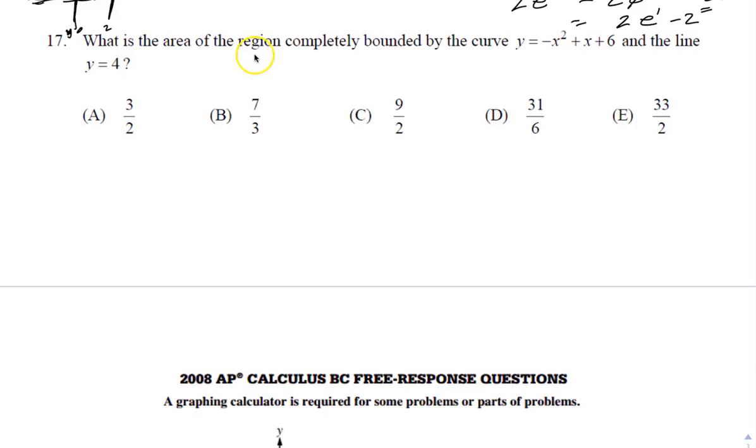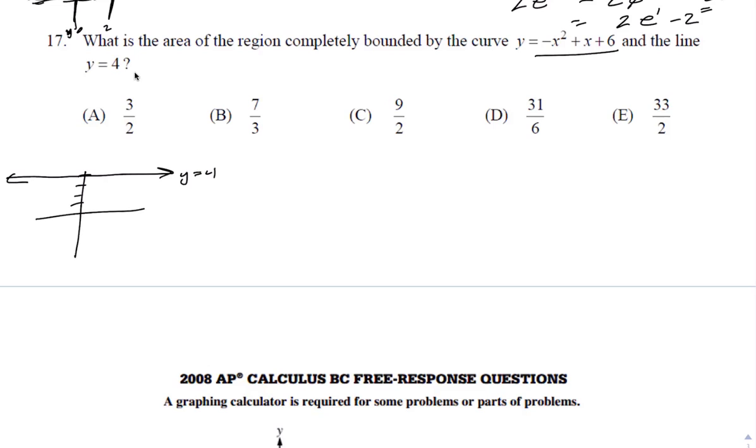17. What is the area of the region completely bounded by the curve y equals negative x squared plus x plus 6 and the line y equals 4. So again, first it helps if you draw a picture of it. So I know the line y equals 4 looks like 1, 2, 3, 4. That's the line.